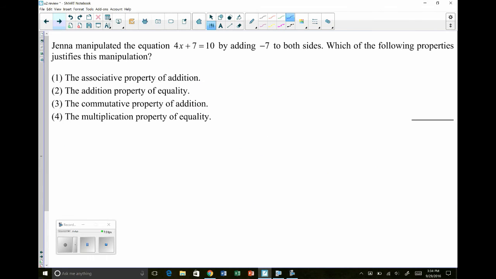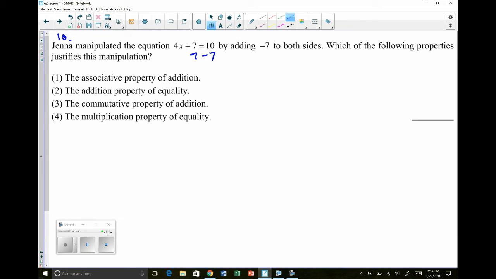Our friend Jenna, this is question 10. We skipped everything else in between there. Jenna manipulated the equation 4x plus 7 equals 10 by adding negative 7 to both sides. Great. Which of the following properties justifies this manipulation? So Jenna subtracted 7, or she added negative 7 to both sides.